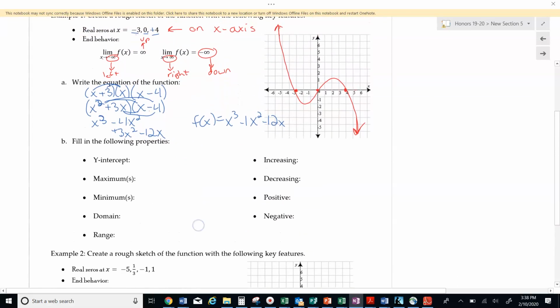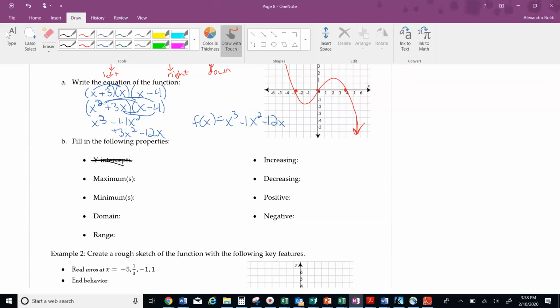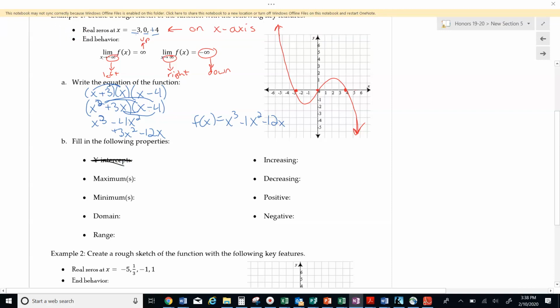Now I'm going to use this graph to fill in my properties. I'm not going to worry about y-intercept. I put it in here, but we're not going to. Okay, maximums and minimums. So I just kind of threw this together, but my maximum value is here. We'll say it gets up to 2. My minimum value is here. We'll say that's at -2. I'm using this as a review more than being super strict about it. But we're going to say it's about here that our minimum point is and about here that our maximum point is.